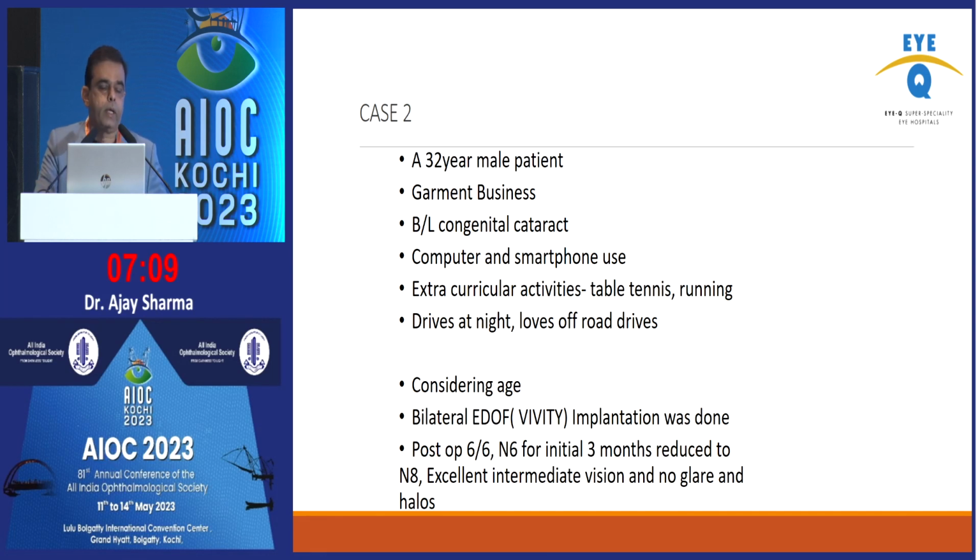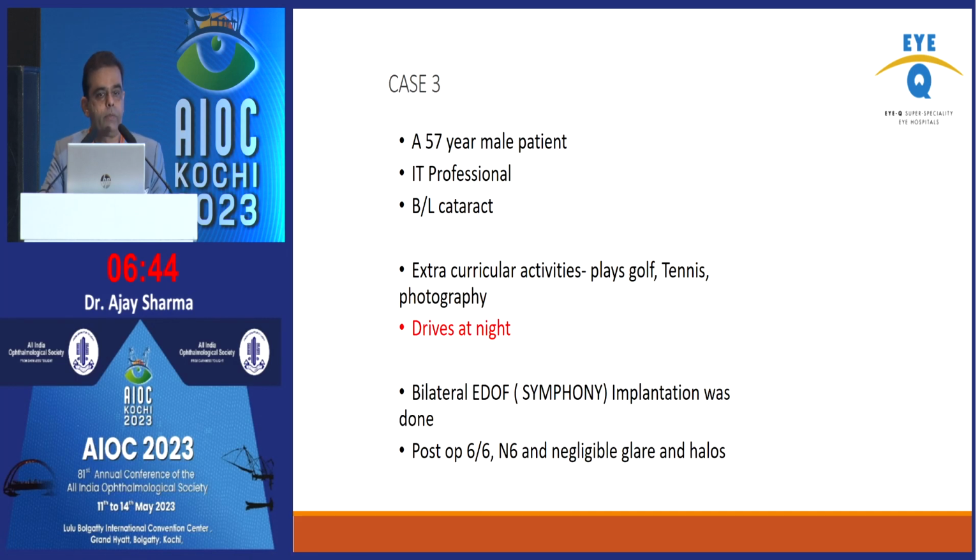So this is a second case, a young patient with congenital cataract, a garment businessman. He drives at night and loves to have off road drives. Extracurricular activities: young patient, table tennis and running. We considered an EDOF lens here. Now EDOF is extended depth of focus lens. This implantation was done and the patient is 6/6 for the initial 3 months, but reduced to N8 after 3 months. Now the intermediate vision in this patient is excellent, because this is what the EDOFs do.